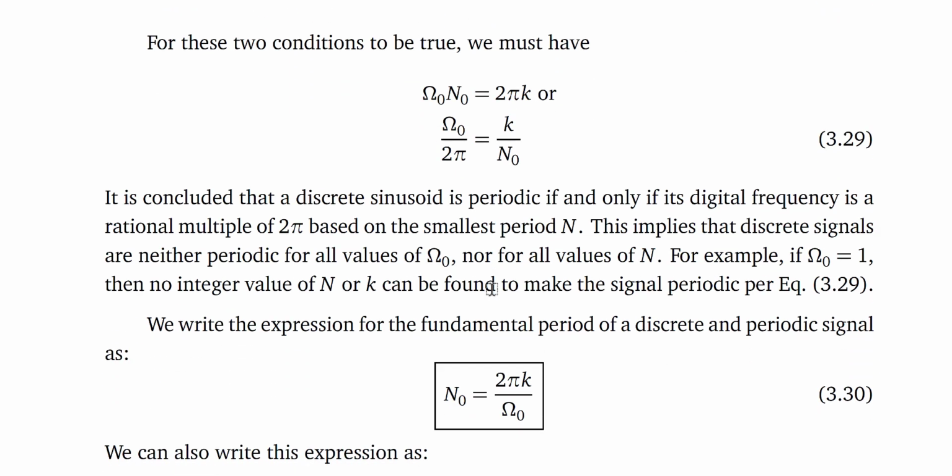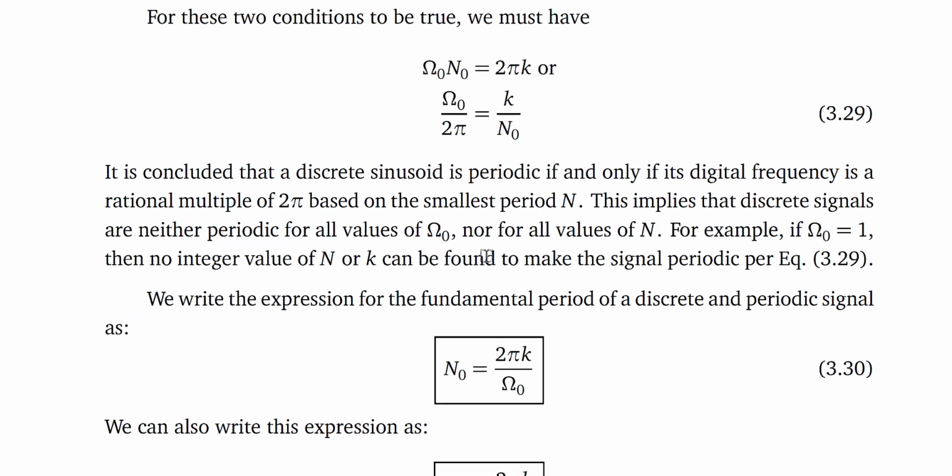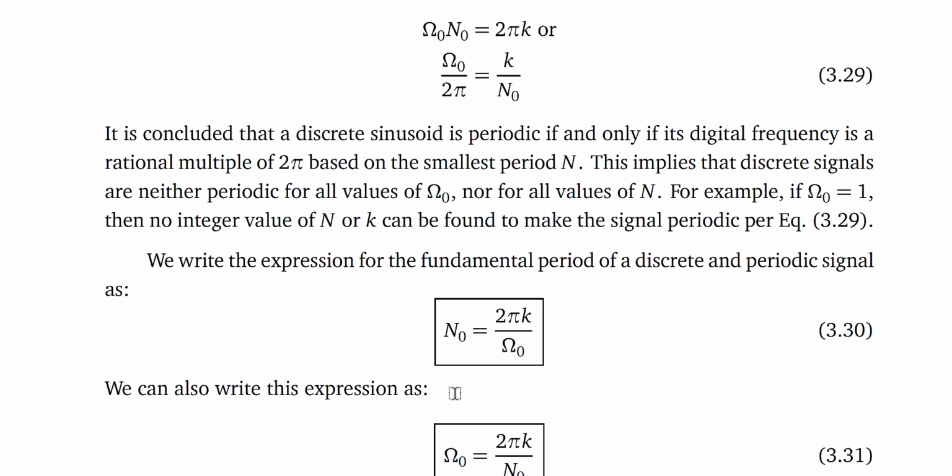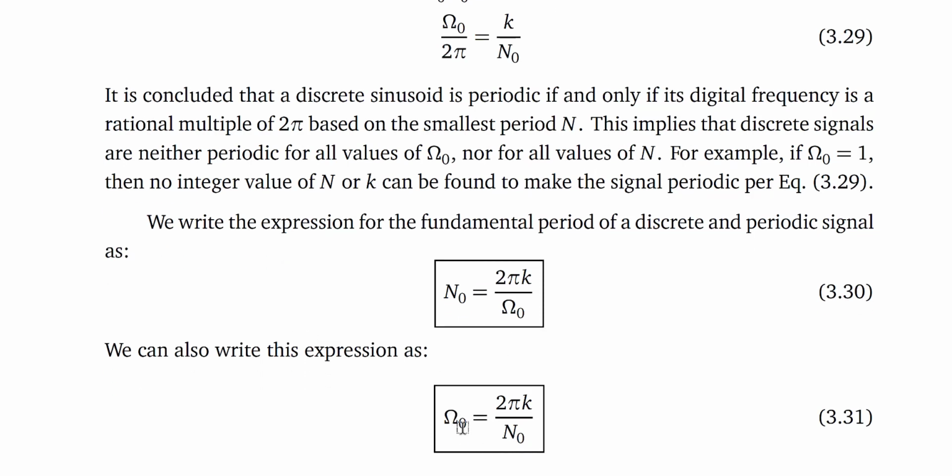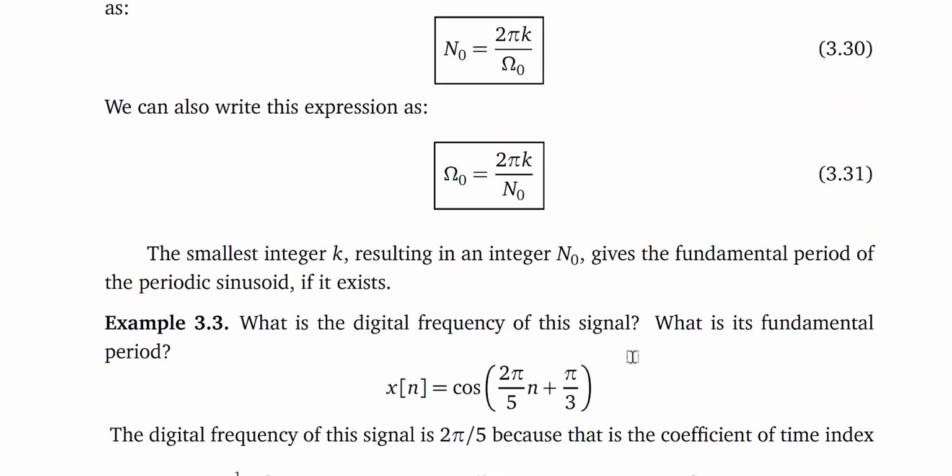And we'll take a look at some examples of under which conditions these sinusoids are periodic. So we can write an expression for the fundamental period of a discrete periodic signal as 2 pi k divided by omega 0. Alternately, we can write omega 0 as 2 pi k divided by n0, same thing.